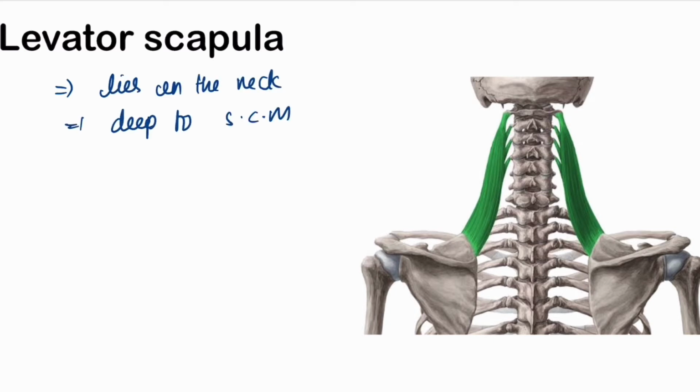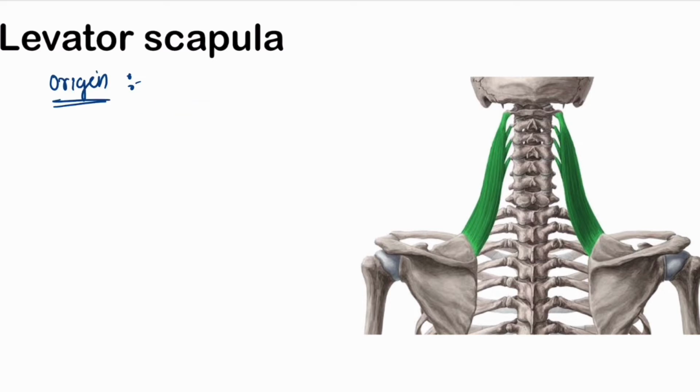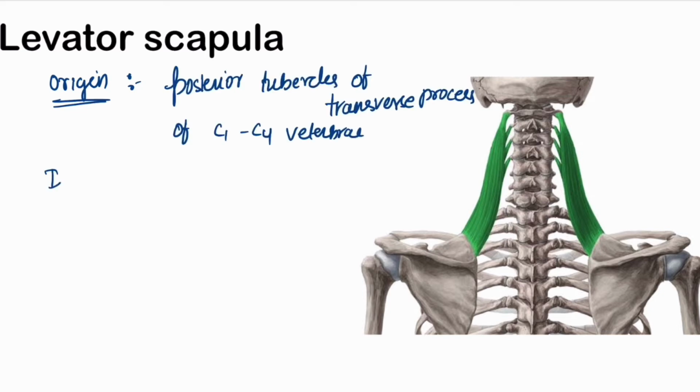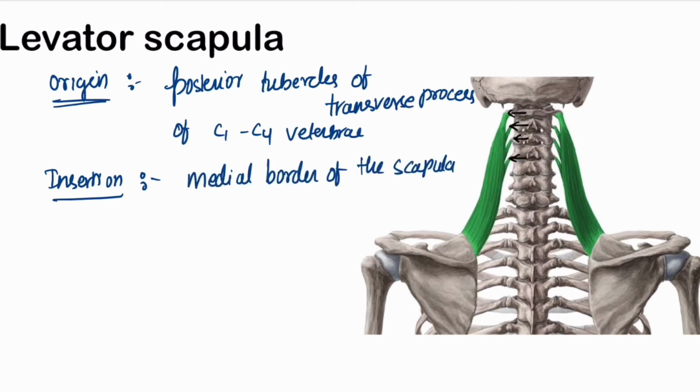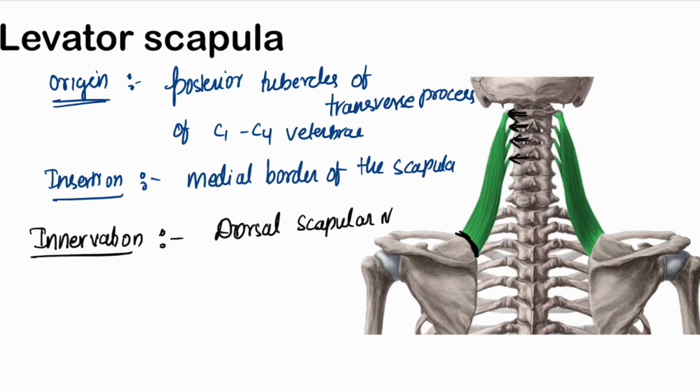Now let us see the origin and insertion. This muscle originates from the posterior tubercles of transverse processes of C1 to C4 vertebrae. Insertion: this muscle inserts onto the medial border of the scapula. This is the insertion here and this is the origin. And now let us see the innervation. It is innervated by the dorsal scapular nerve and also the anterior rami of C3 and C4.